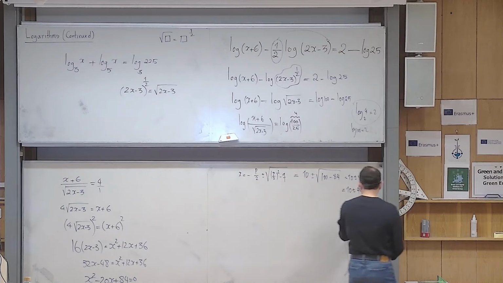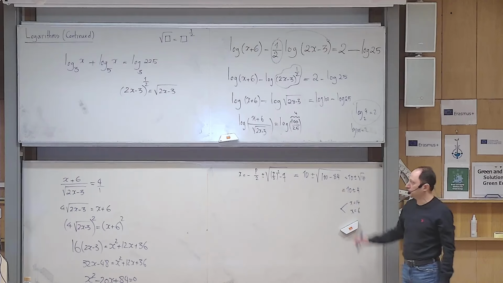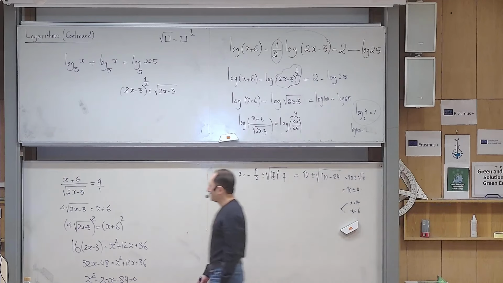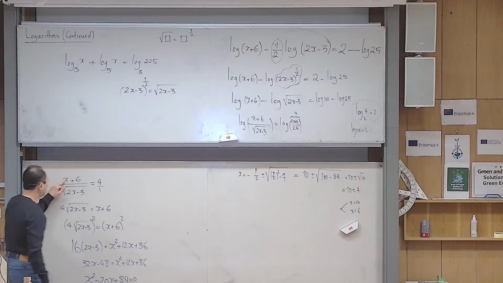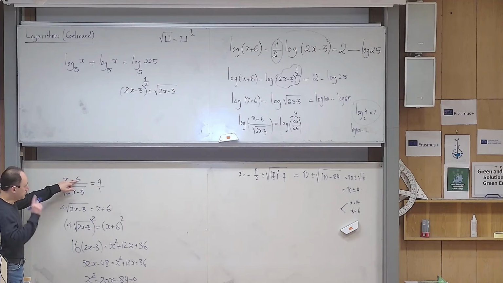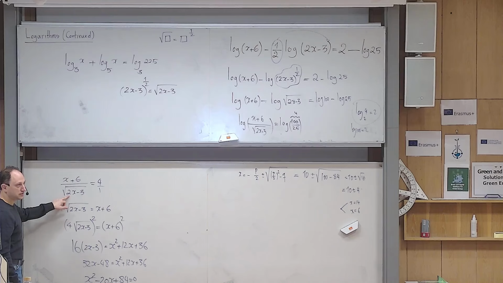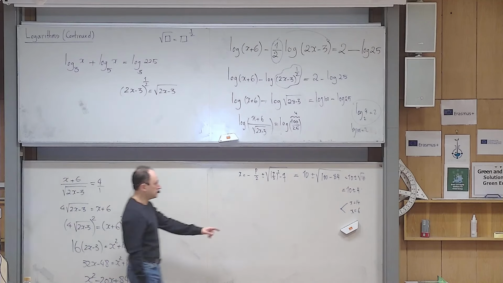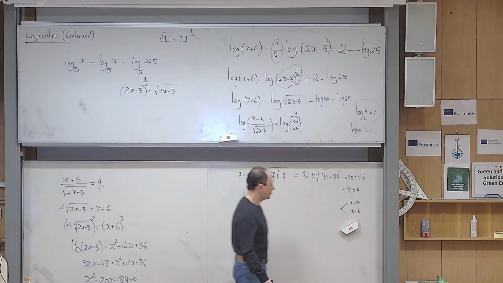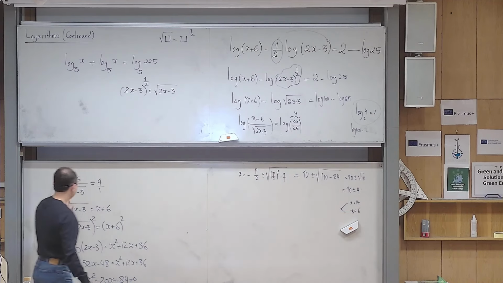So do you think 6 is a false root for the root equation? Yes? Can you calculate it in your head? 6 plus 6 is 12, remember? 2 times 6 is 12 minus 3, 9. Square root of 9 is 3. 12 over 3 is 4. That's correct. So 6 is a correct answer for the root equation.